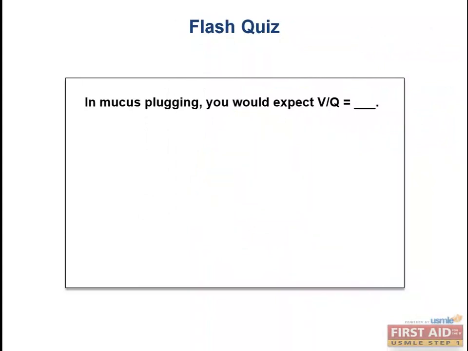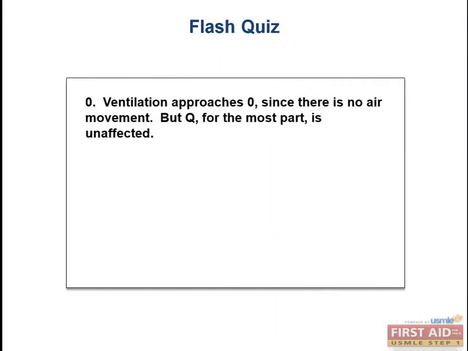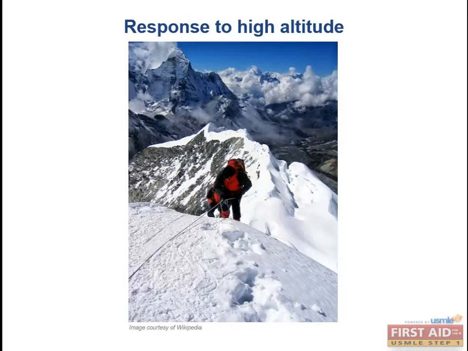Let's do a flash quiz. In mucus plugging, you would expect VQ to equal 0. Ventilation approaches 0, since there is no air movement, but Q, for the most part, is unaffected. This topic is high yield because the physiology is so clinically relevant and testable, so be advised that this can definitely show up on the exam.